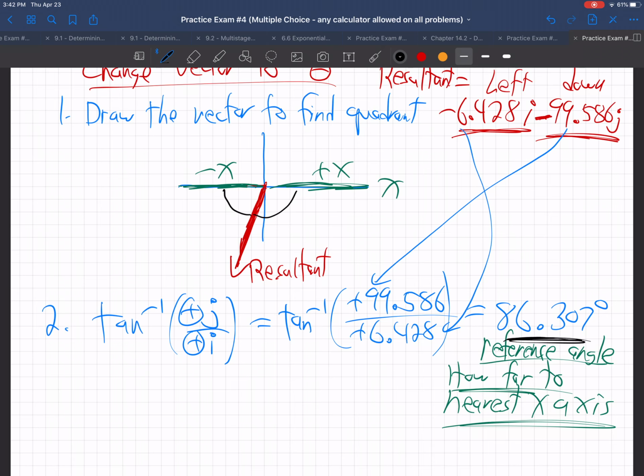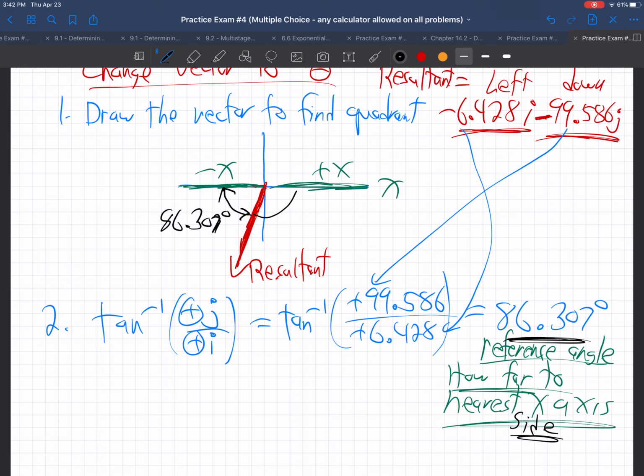Well, then that's what this 86 is. This 86.307 is right there. It's how far from him to the nearest side of the x-axis. How far to the nearest side of the x-axis? 86.307. That's what it's telling you.